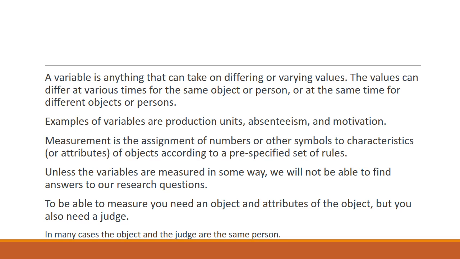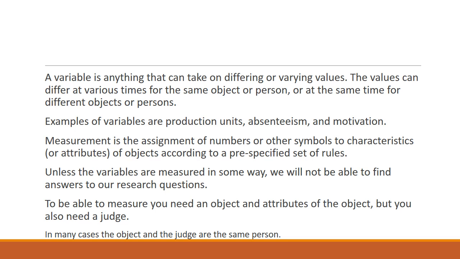Measurement is the assignment of numbers or other symbols to characteristics or attributes of objects according to a pre-specified set of rules. So this is the definition of measurement. What we have learned through this definition is that measurement is the assignment. You assign numbers or other symbols to characteristics or attributes of objects, to variables. Let's make it easy: measurement is the assignment of numbers or other symbols to variables according to a pre-specified set of rules. The definition has become easier.